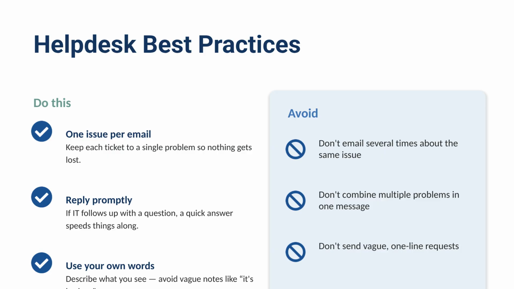A few simple habits make life easier for both you and the IT team. Keep each email focused on one issue. If you have 3 separate problems, send 3 separate emails so each one can be tracked properly. If the help desk replies asking for more detail, try to respond quickly so your ticket keeps moving. And when you describe the problem, use your own words.